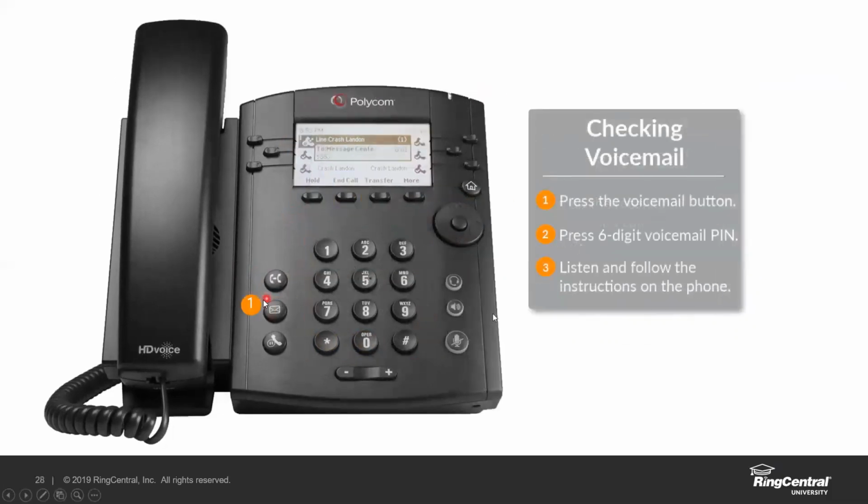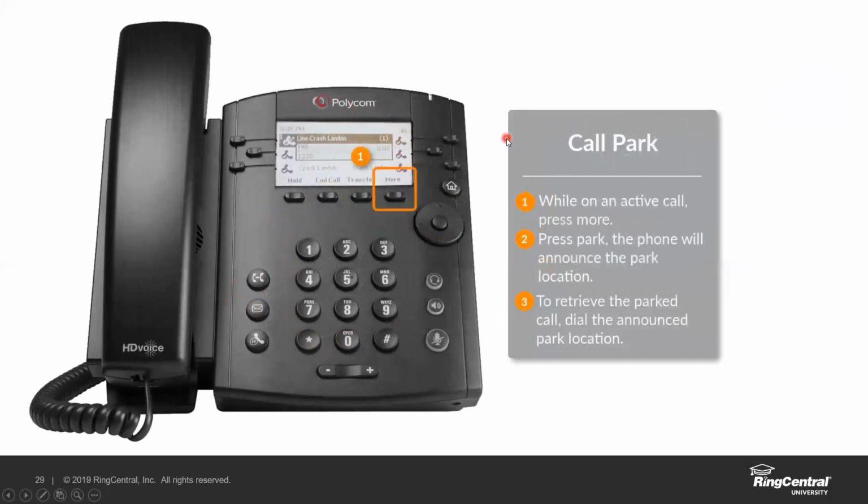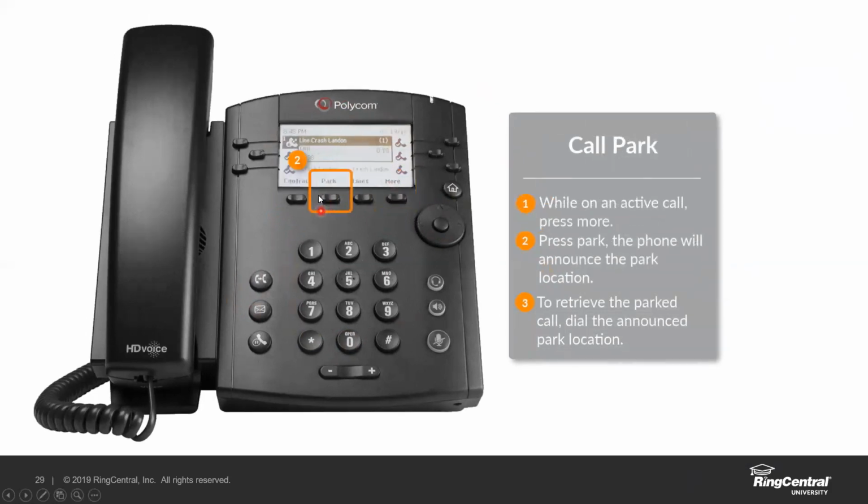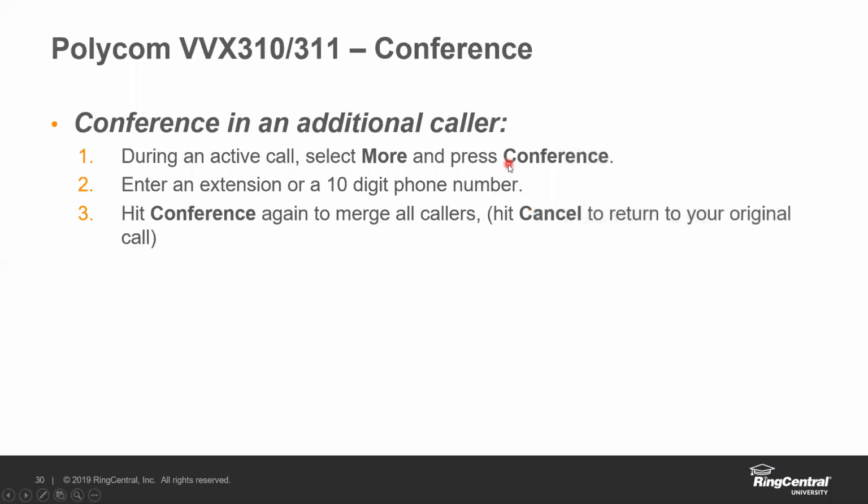In terms of checking voicemail, you'll use this envelope icon, and from there, you'll be asked to enter that 6-digit voicemail PIN, and that's the one that we set up at the very beginning of things. So call park again, you have to be on an active call and then click more in order to get to that feature. There's your park feature. So once you have pressed park, the phone will announce the park location. To retrieve the parked call, then you'll dial the announced park location. Lastly, here's a handy resource in order to create a conference call. So step by step.